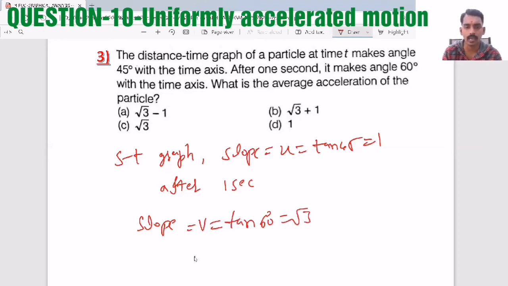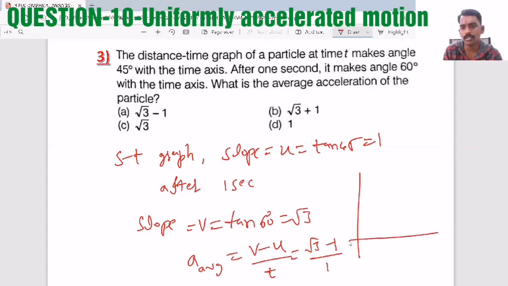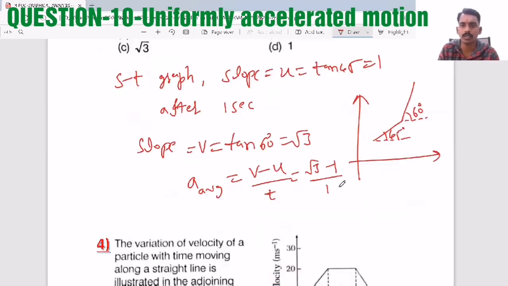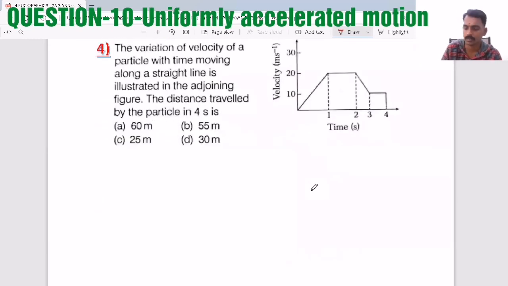Now what is the average acceleration? Average acceleration means final velocity minus initial velocity by time, that is root 3 minus 1, in 1 second, so divided by 1. So what is the answer? Root 3 minus 1. The graph is just like this. See, first the angle is 45. Let's take this angle as 45. Now the angle became 60 degrees after 1 second. So the initial velocity is different and the final velocity is different. That way you can find the solution.